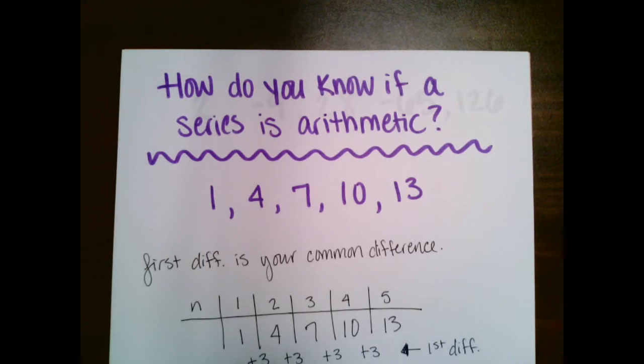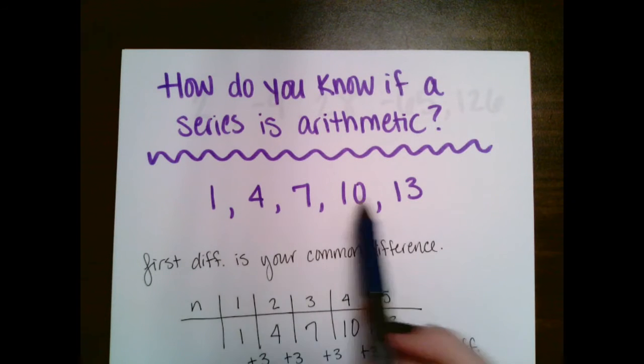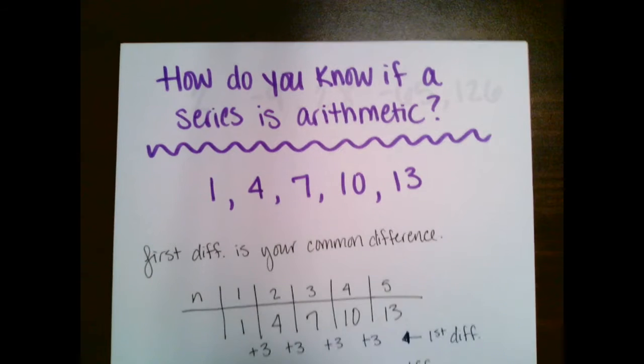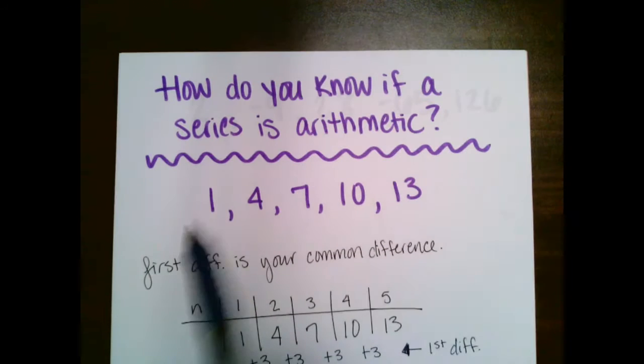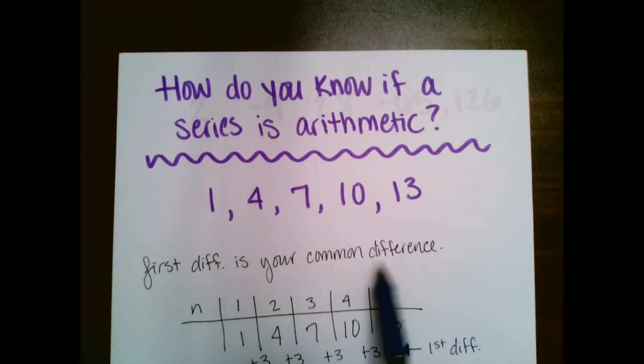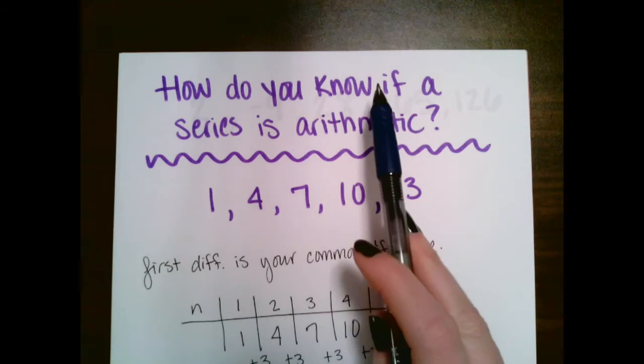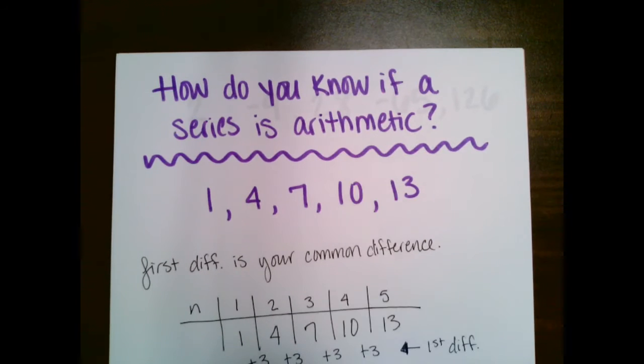Okay, in section 8.2, we're talking about arithmetic series and sequences. So let's talk about this for a second. If you remember in class, or if you weren't there, a series or sequence is a set of terms. The terms are all the individual numbers there. To determine if a series is arithmetic, you need to look at your first difference. If your first difference is your common difference, then the series is arithmetic, okay?